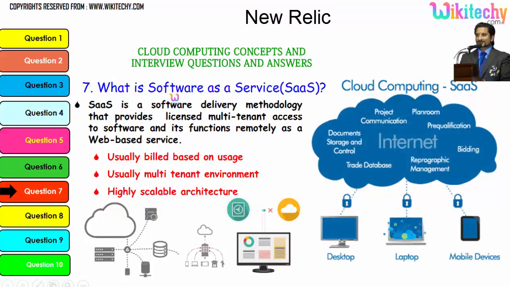Let's talk about software as a service. SaaS is a software delivery methodology that provides licensed multi-tenant access to software, and it functions remotely as a web-based service. It's usually billed based on usage, in a multi-tenant environment, with a highly scalable architecture. So I'm going to rent software from the cloud and access it via a browser. That's how software as a service is.